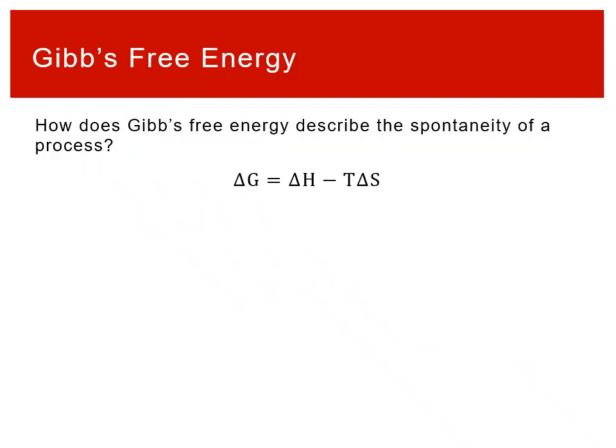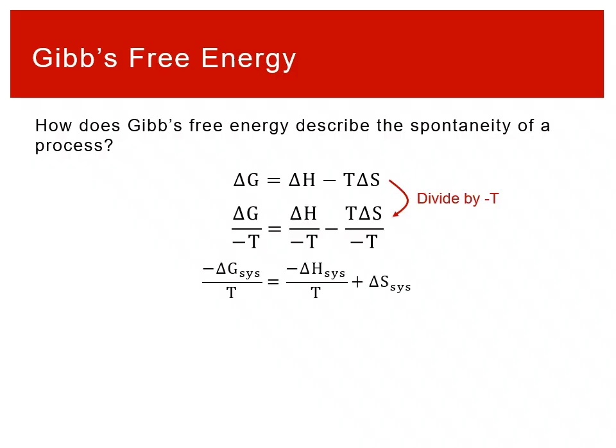So Gibbs free energy is all about the spontaneity of a process. How do we interpret a value to figure it out? We're going to do some derivation. We're going to start with the definition of Gibbs free energy. Delta G is equal to delta H minus T delta S. And we're going to do some algebra. We're going to divide by negative temperature. That's all we're doing. That gets us a new version of our equation.